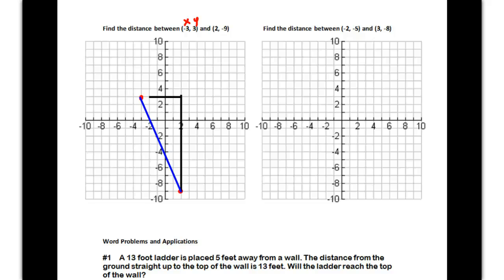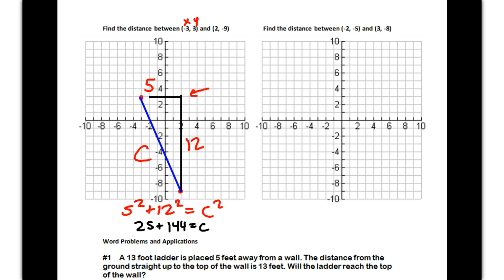1, 2, 3, 4, 5 for the horizontal length. And down, if you want to look at just the values, it's for a y value of 3 down to negative 9. If you subtract those, you get 12. So here we'll do 5 squared plus 12 squared is equal to our distance, c squared. And when we do that, 5 squared is 25, 12 squared is 144.